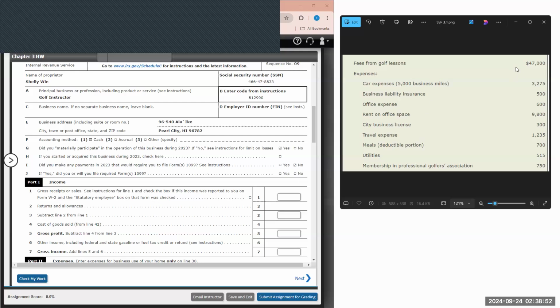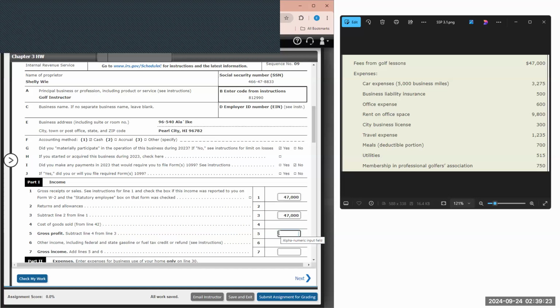So gross receipts or sales, it lets us know the total fees from golf lessons represents 47,000. So we input the 47,000. There's no returns or allowances, so that's blank. Line 3 asks us to subtract line 2 from line 1. So 47,000 minus 0 is 47,000. We have no cost of goods sold. This is not a business that sells products. Instead, it provides services. So we have no cost of goods sold.